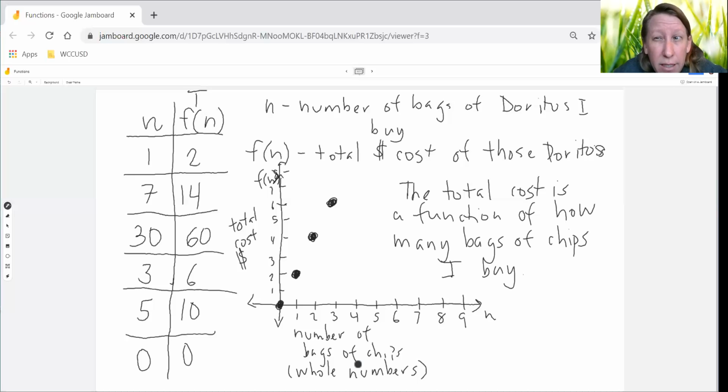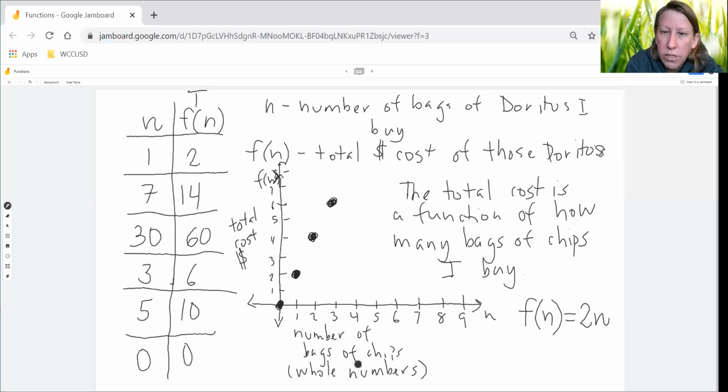All right, I think you are thinking about this. Another way is an equation, and these are the ways that we're going to want you to do on the project. So to write an equation for this, I'm going to write f of n, the total cost, that is equal to, now what is the rate of change here? How much is each bag of chips? $2. So 2 times the number of chips I buy.